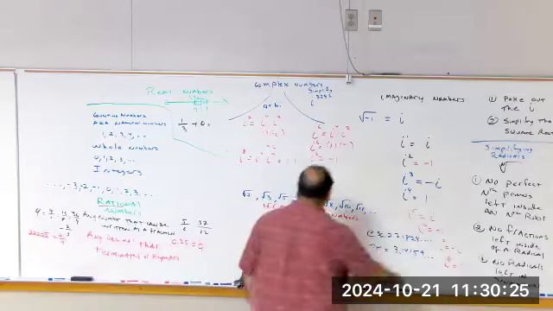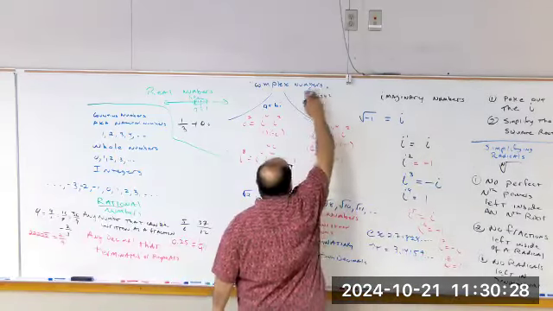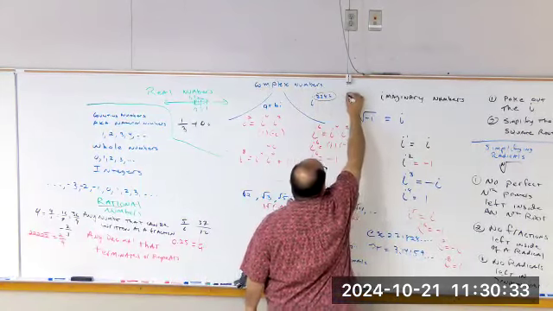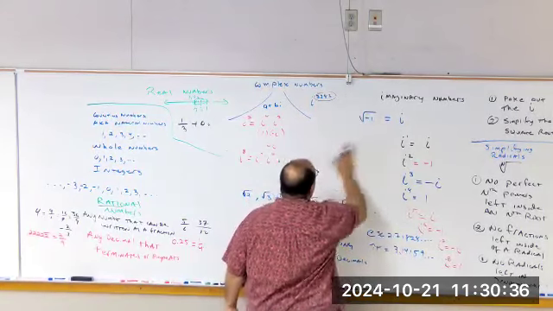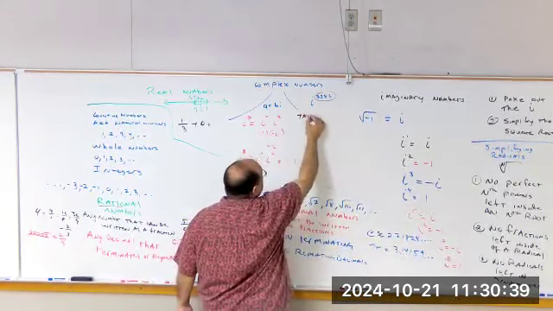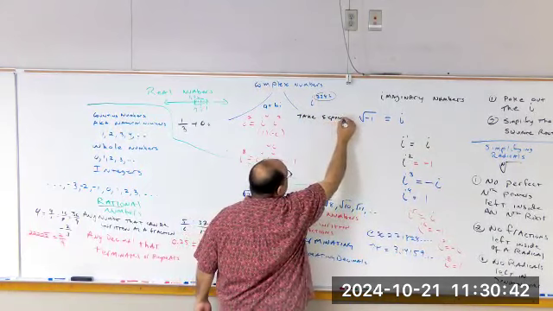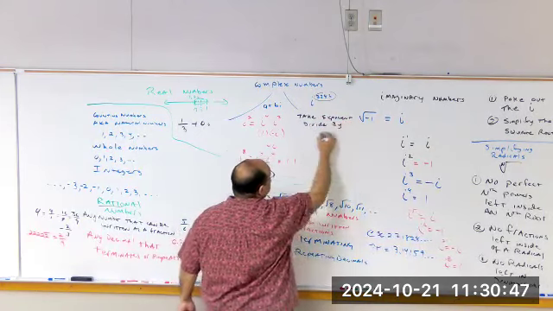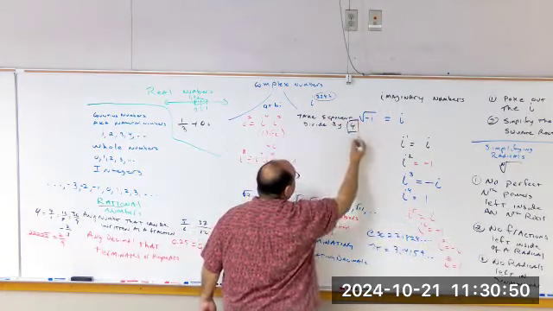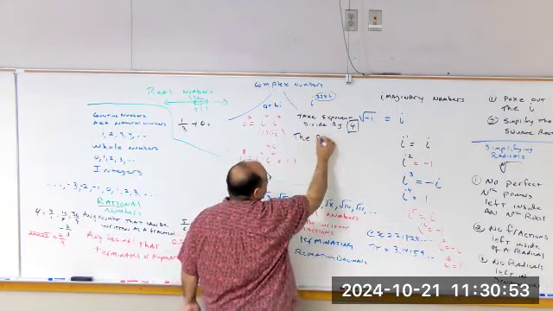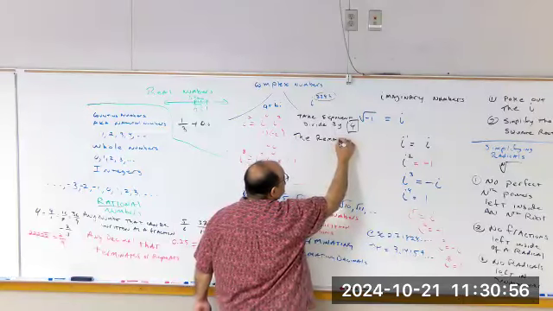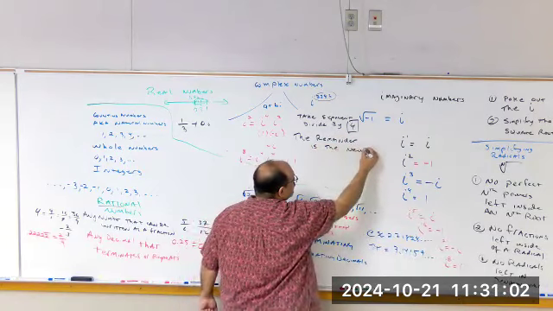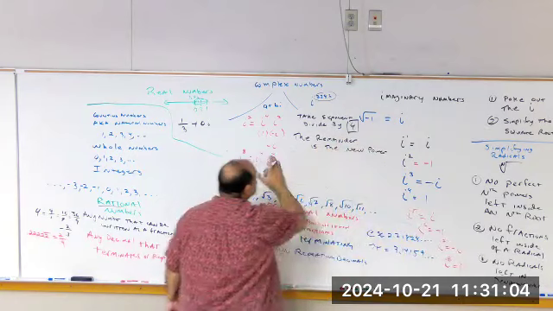So here's how you do this. You take this exponent and you divide by 4. You take the exponent, you divide by 4. The remainder is your new power.